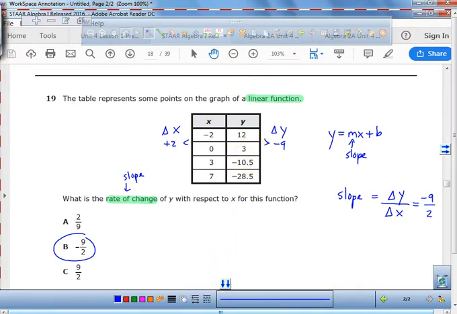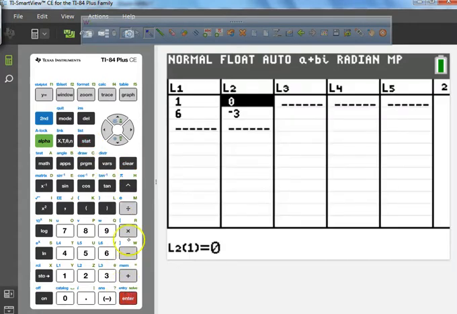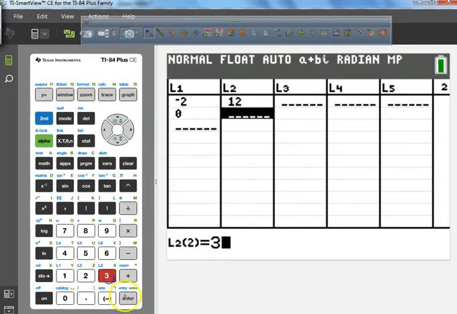So right now, go to your calculator, hit STAT, press Enter. Now, you might have some numbers in your calculator right now. Make sure you don't delete L1 or L2, just delete the numbers. And we're going to type our numbers in. Our numbers were a -2 and a 0 in the x column. And then in the y column, your L2 is your y column, a 12 and a 3.